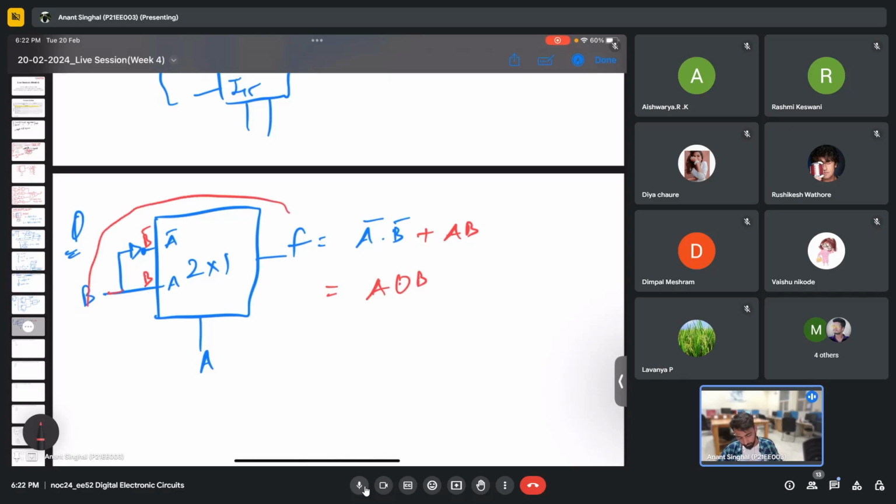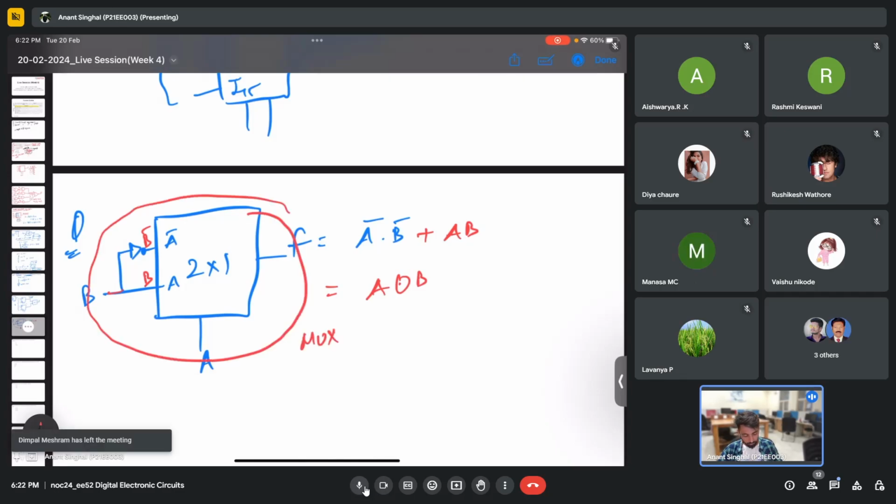Some people say that mux is also a universal gate because you can make any particular expression out of this mux. So mux can also act as a universal gate. It is a particular circuit which you can use in a certain way to get any particular gate.